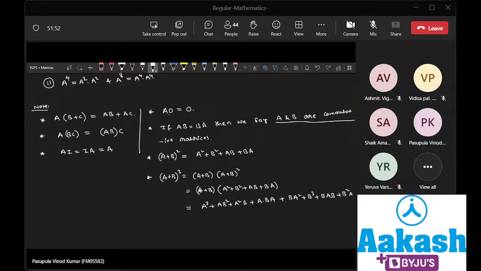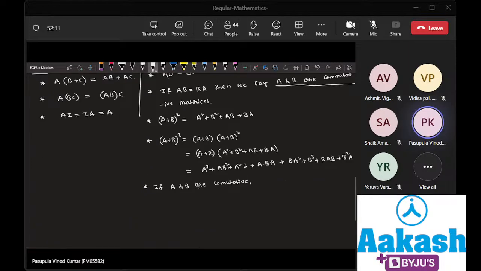Okay. So in this way you have to do for matrices. You should not apply the identity. When we can apply identity, we can apply it: if A and B are commutative, then we can take AB equal to BA. In that case only we can write A plus B whole square is equal to A square plus B square plus 2AB.